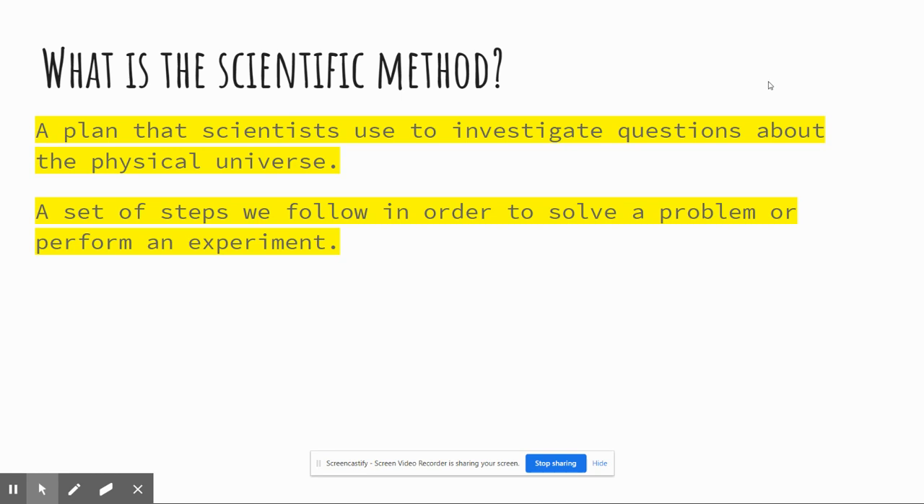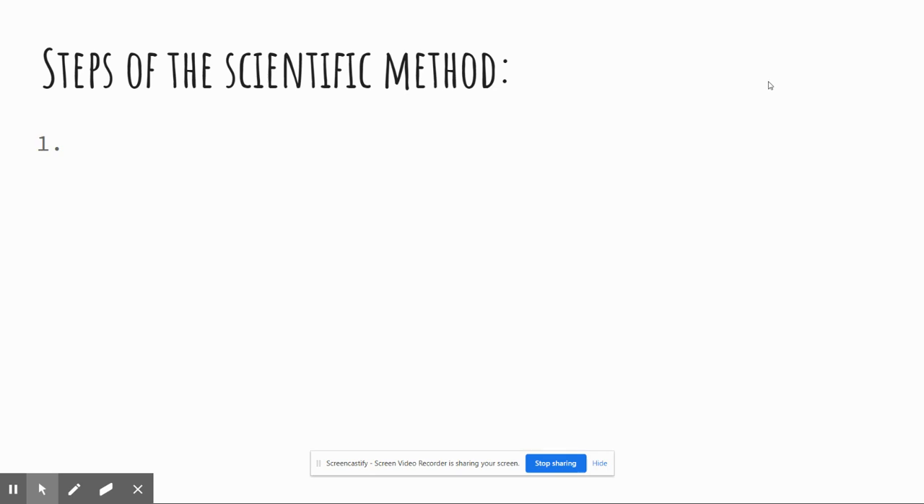So two ways that you can describe it. It's either a plan that scientists are using to investigate questions about the physical universe, or a set of steps that we follow in order to solve a problem or to perform an experiment. So when you're doing an experiment, you're basically following the steps of the scientific method. So that leads us to what are the steps, right? So there are 7 steps. Sometimes these steps are lumped together, sometimes they're spread out a little bit, but they're always generally the same.